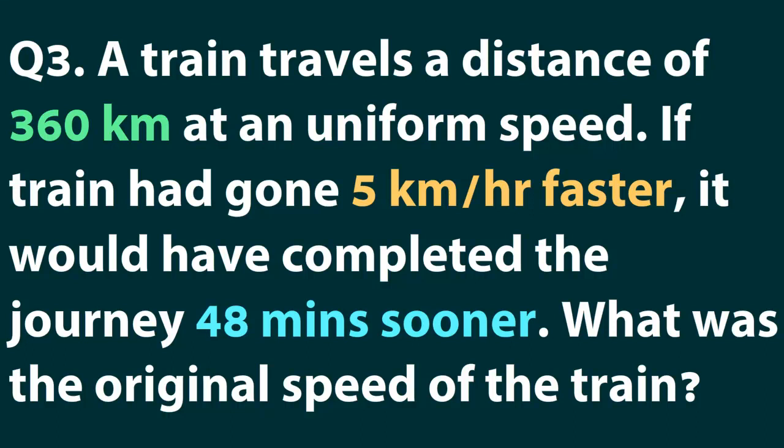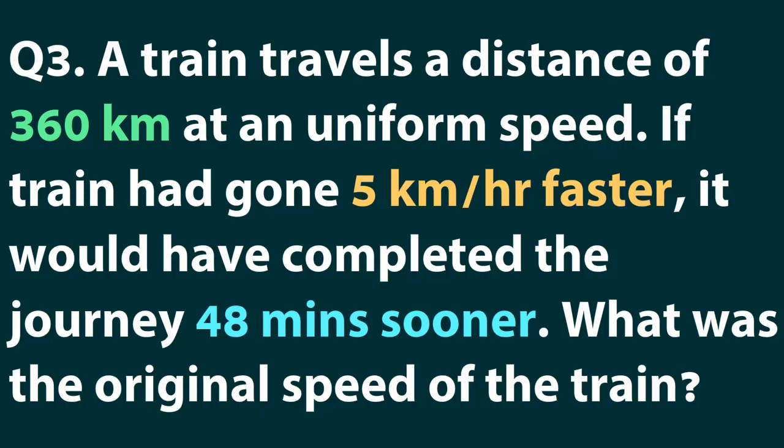Let's find out how we solve these types of quadratic equation questions. A train travels a distance of 360 kilometers at a uniform speed. If the train had gone 5 kilometers per hour faster, it would have completed the journey 48 minutes sooner. What was the original speed of the train?